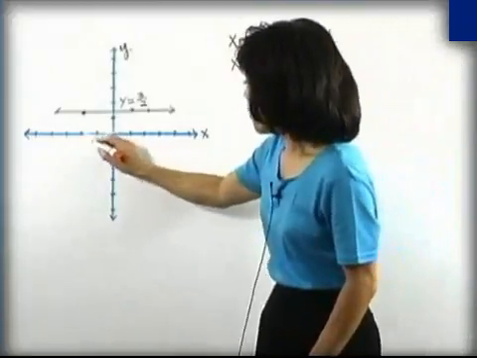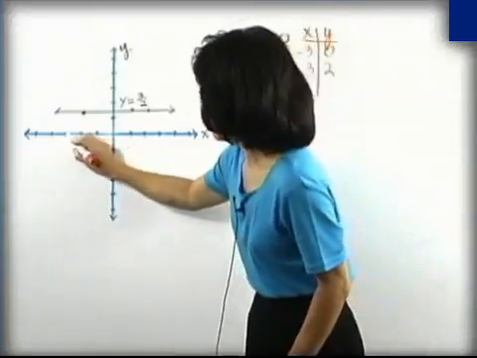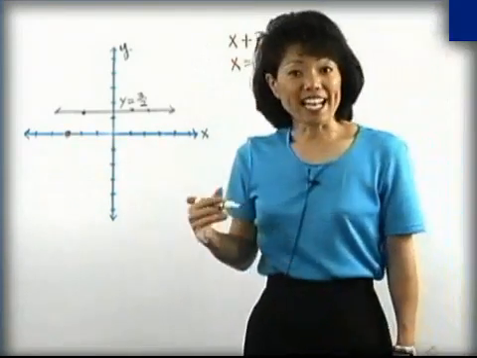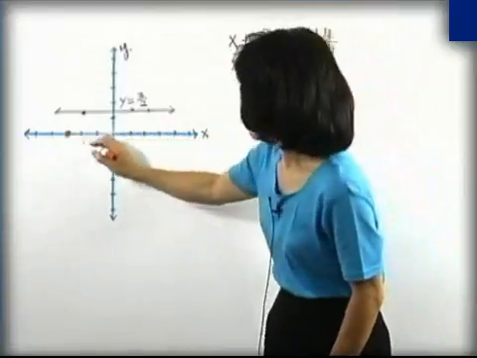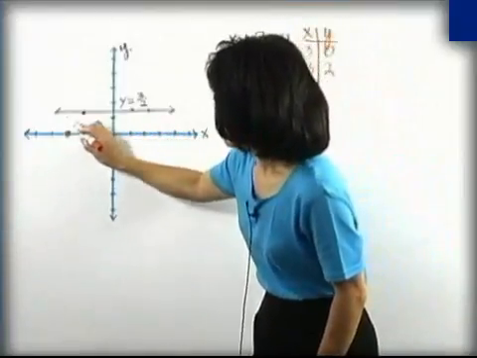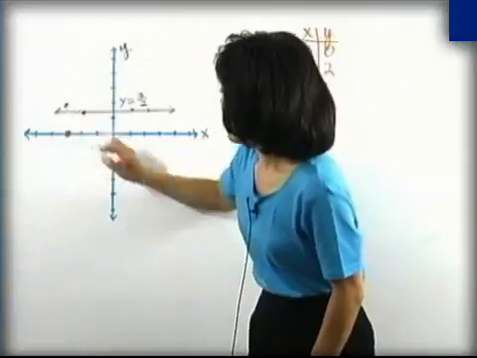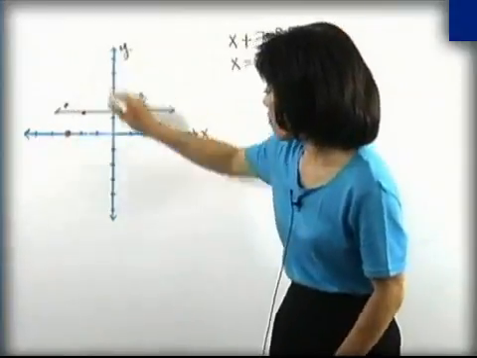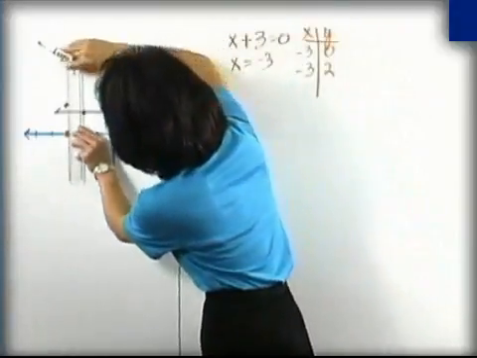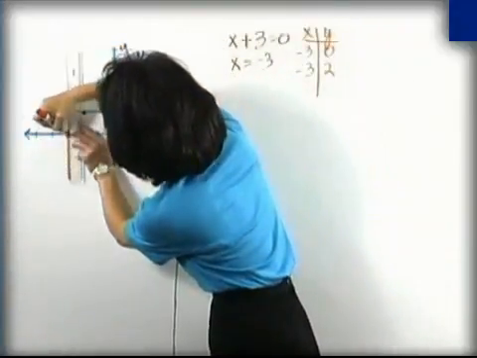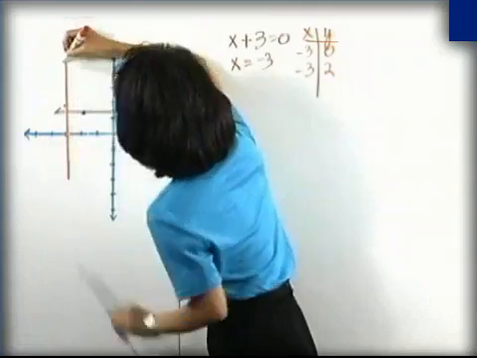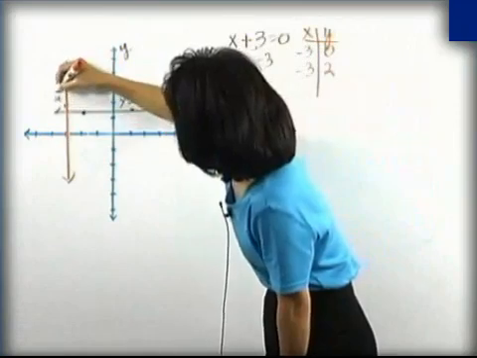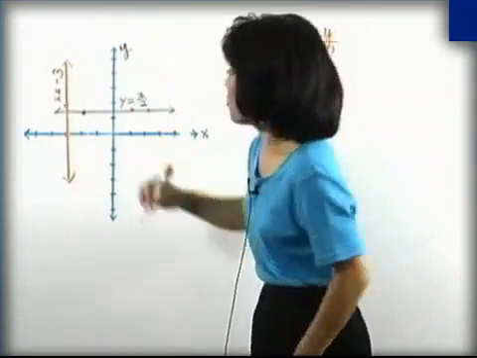x is -3, 1, 2, 3, y is 0. So it stays on the x-axis. That's my first point. My second point, -3, 2. Over -3, up 2, 1, 2. In fact, if x is always -3, and it doesn't matter what y is, can you see what's going to happen here? What's going to happen is that I'm going to get a lot of points all along this vertical line. And the equation of that vertical line we just saw is x is equal to -3.